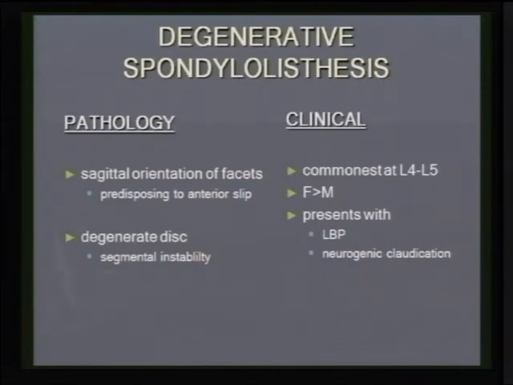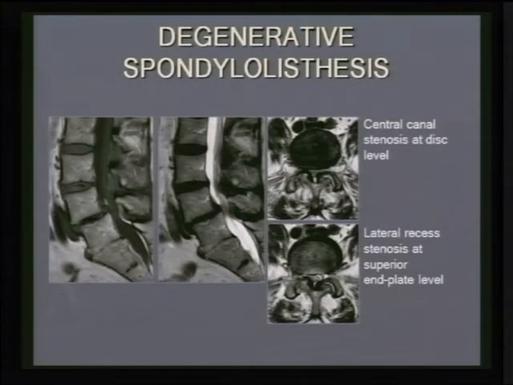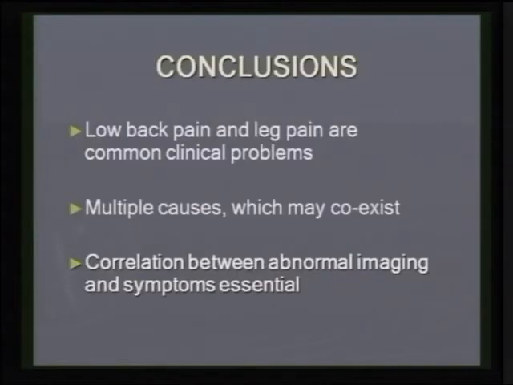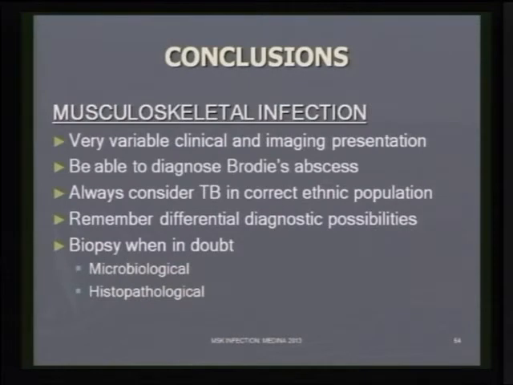Degenerative spondylolisthesis is relatively common, predisposed to by the sagittal orientation of the facets and the degenerate disc. Most commonly seen in middle-aged females at the L4, L5 level, and they present with low back pain and neurogenic claudication. And this is a classical example here at the L4, L5 level with severe compromise of the thecal sac and the cauda equina. So in conclusion, low back pain and leg pain are very common clinical problems. They have multiple causes which may coexist. But as I've mentioned already, the correlation between symptoms and abnormal imaging is absolutely essential before any surgery is performed. Thank you very much.